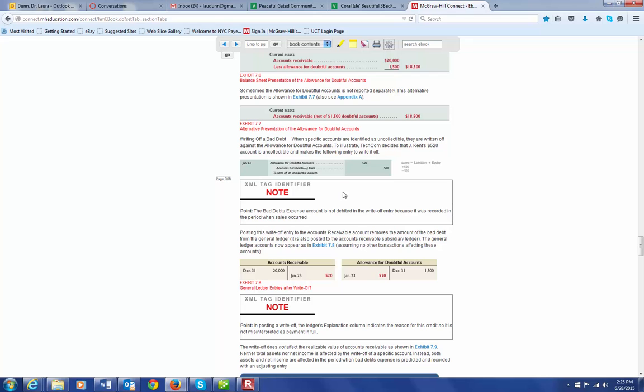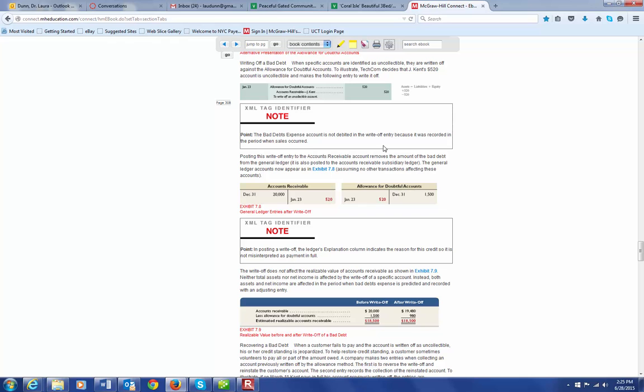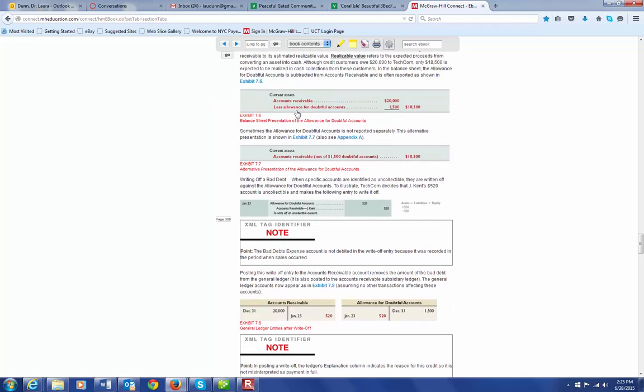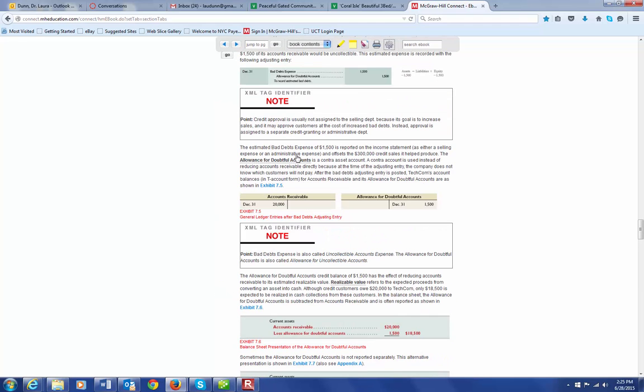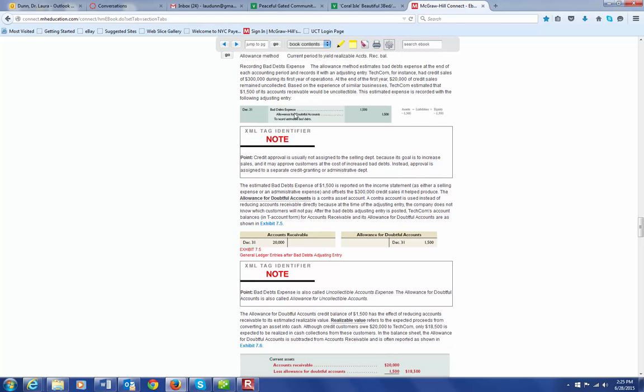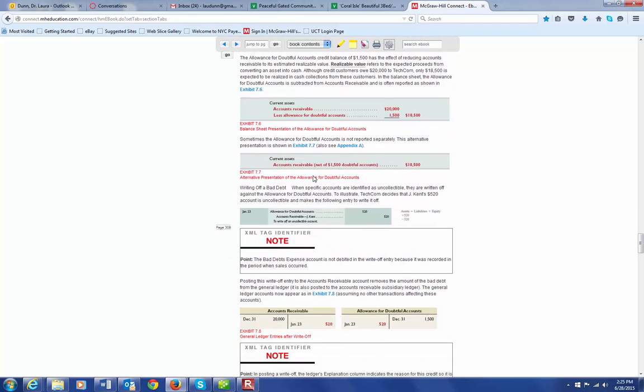So you've now identified an actual account, in this case J. Kent's account, $520, and this is the entry that you would make to record that particular transaction. So the bad debt expense account is not debited because you've already done that. You did that when you estimated the allowance, you did it up here. So that's why the debit now goes to allowance for doubtful accounts, not directly to bad debt expense.